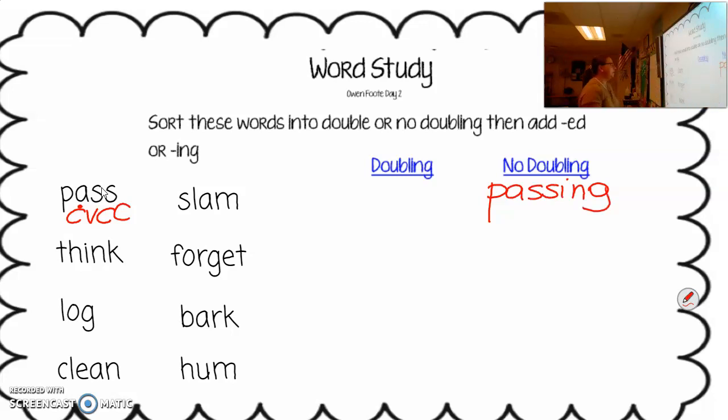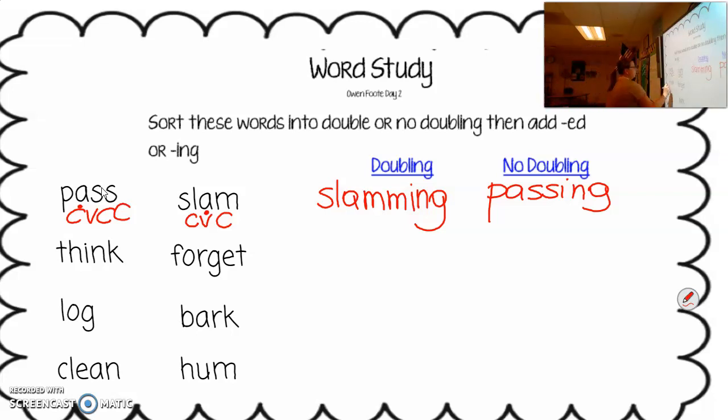Okay, slam. The vowel is right in here, C, V, C. Do I double if I have a CVC word? Yes. Good job. Yes, I do. So I need to put it in here. Slamming. S-L-A-M-M-I-N-G. Slamming. Okay?